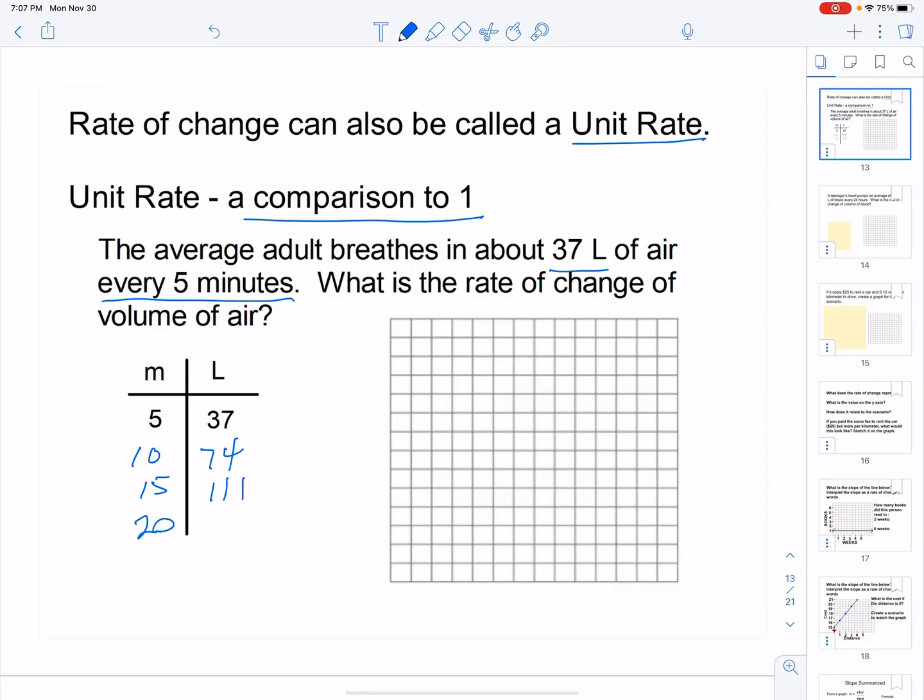What if we had 20? Well, we'd add another 37 because it's 37 over 5, and we'd end up with 148. And we could actually graph that.